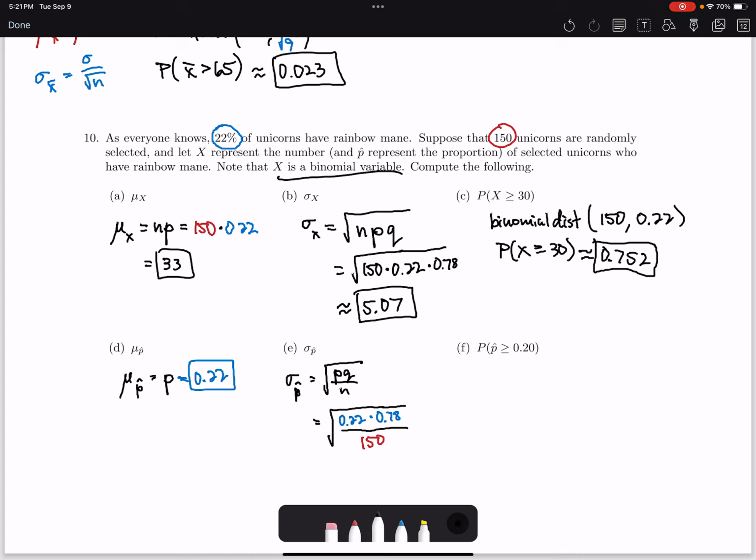Now be careful when you're typing this into your calculator. The square root needs to go around this entire thing. Sometimes students will just put it around the top and not the bottom. They'll type it in like this, and that's going to give you the wrong answer. So that's not what you want to do. You want the entire thing to be underneath the square root. Let's see what we get. That comes out to approximately 0.034.